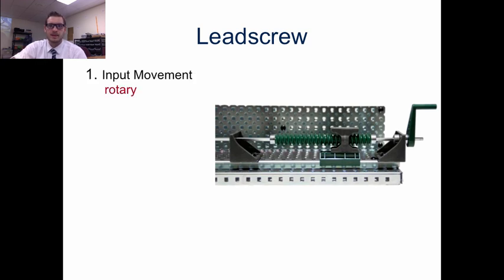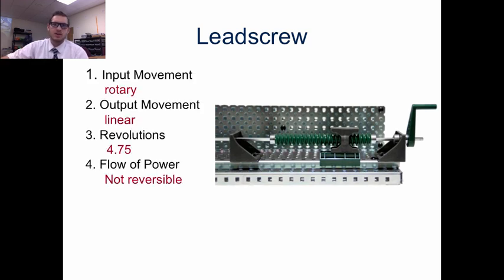Lead screw. This right here, we're looking at rotary, so it's going to spin around in a circle. The input is rotary, the output is linear. So this is a slide right here. It's going to slide back and forth as you twist this handle. Revolutions, 4.75 revolutions. So you talk about how many revolutions it takes to go from one side to the other. If you notice, there's no gear ratio here. And the flow of power is not reversible. And the force is increased. So we're increasing the force.